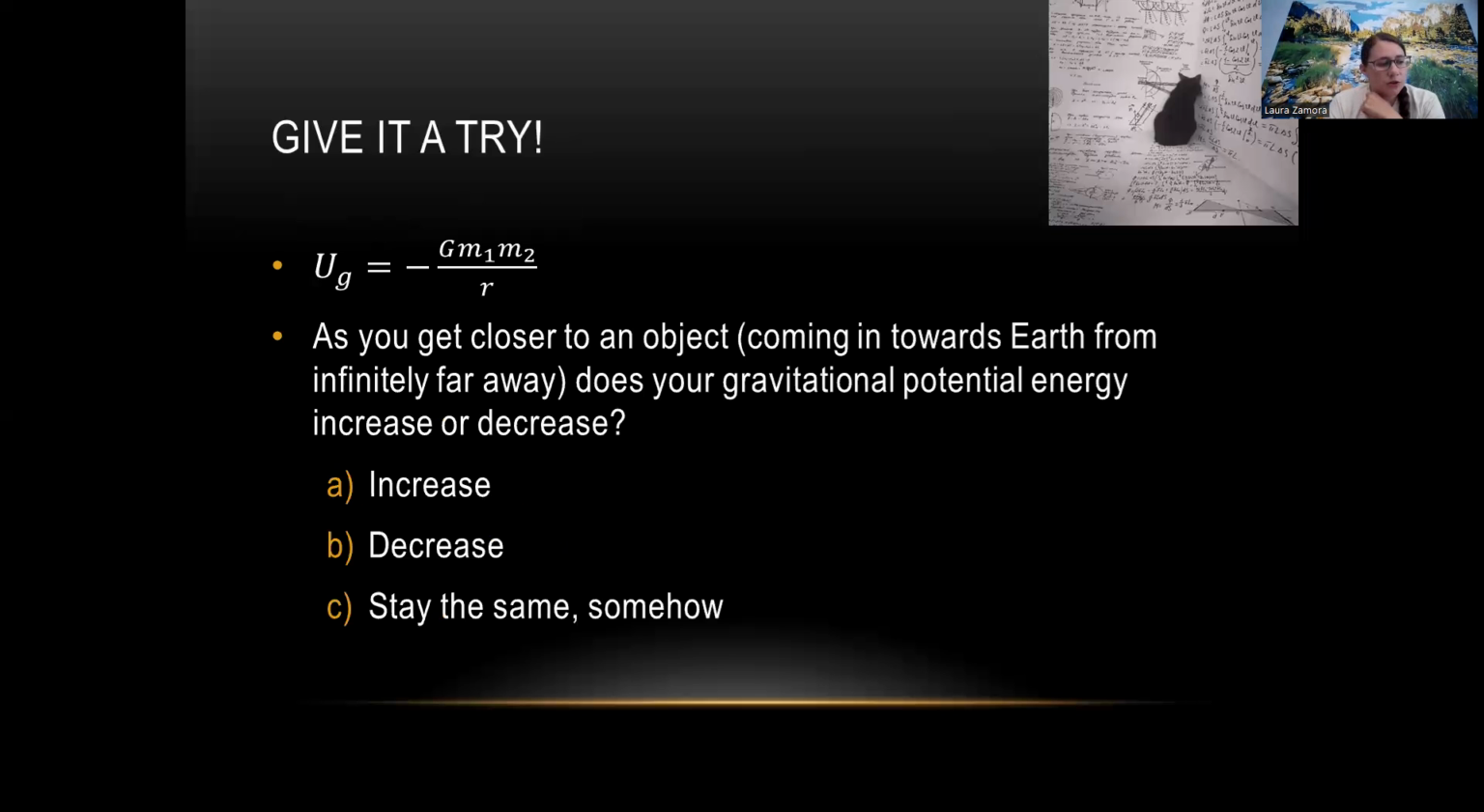So as we get closer to an object, coming in towards the Earth, does the gravitational potential energy increase or decrease? It decreases. It gets more and more negative. So as that radius changes, our gravitational potential energy will change inversely. But we have that negative sign that we have to consider, which changes things.